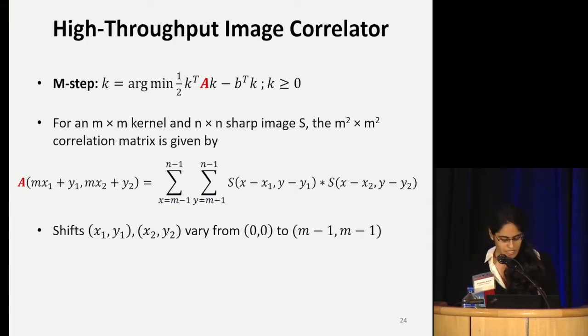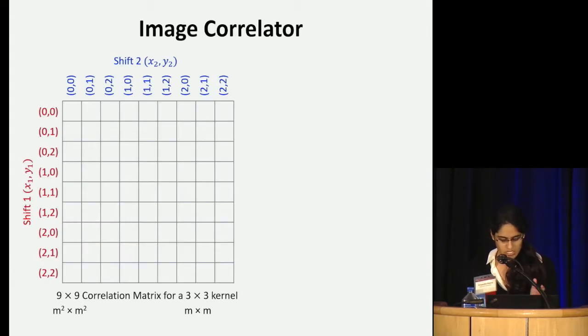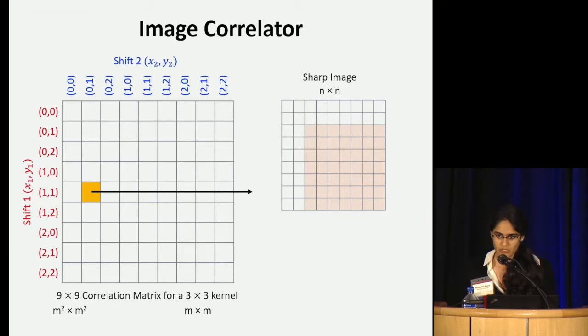So to give you a simple example and walk you through this computation, let's look at this matrix A. This is that A matrix which was inside that kernel quadratic program. And for a small 3 cross 3 kernel, you have a 9 cross 9 matrix. The way you compute one entry of that matrix is that you take your n cross n sharp image, you shift it by some amount.